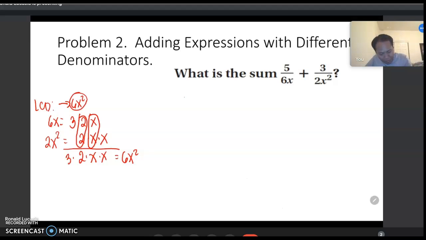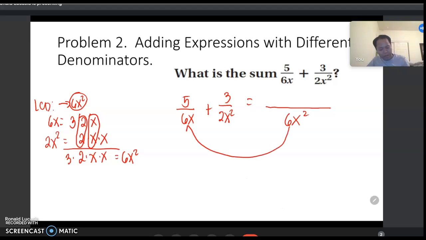So that is 5 over 6x plus 3 over 2x squared. The LCD is 6x squared. So you divide 6x squared by 6x. 6x squared divided by 6x will give you x times the numerator. So the numerator is 5 times x. Next, 6x squared divided by 2x squared will give us 3 times the numerator. So plus 3 times 3.